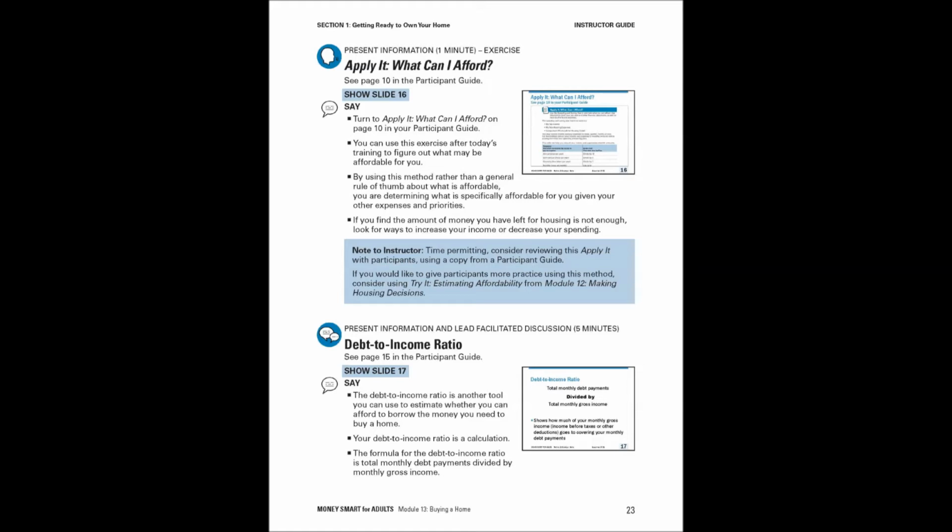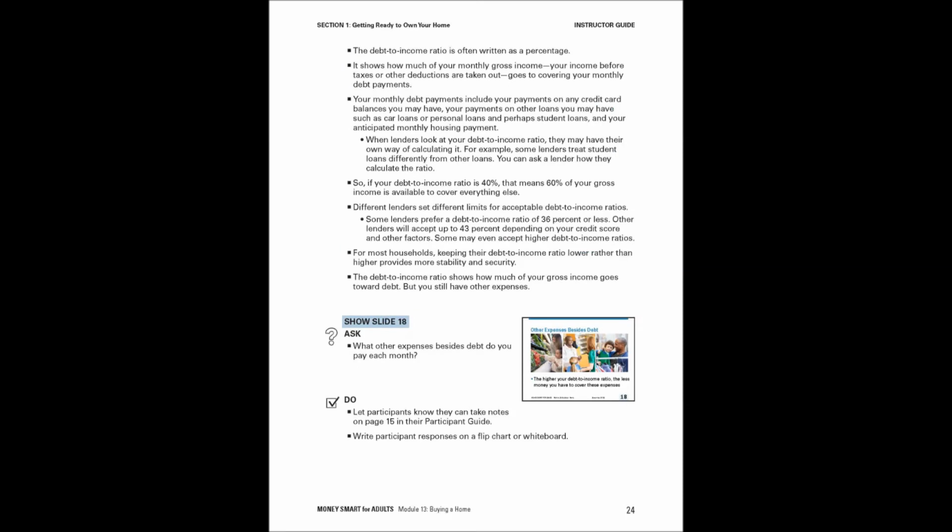Now, present information and lead a facilitated discussion about debt to income ratio. What we're doing here is we are defining what debt to income ratio means, what it is, and how to calculate it. And you're going to show them that it is based on a percentage of their gross monthly income using debt payments. Now, what this means is that if we have a debt to income ratio of 40%, that means 60% of their gross income is available to cover everything else.